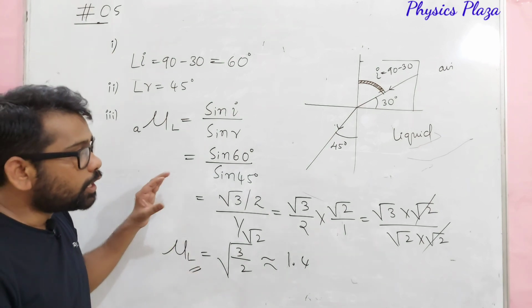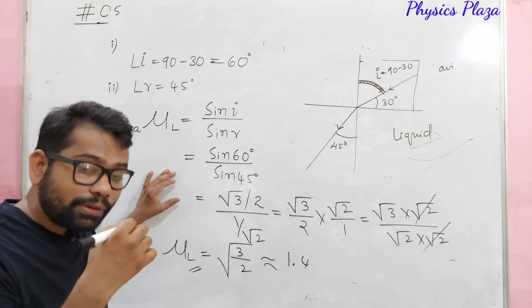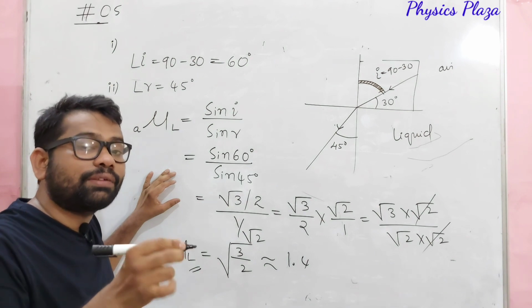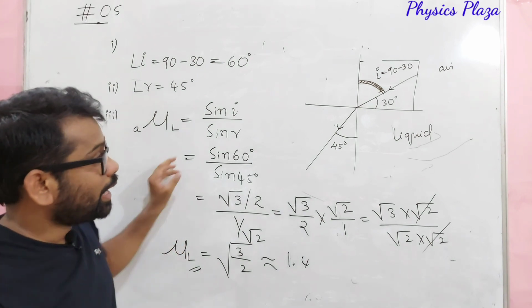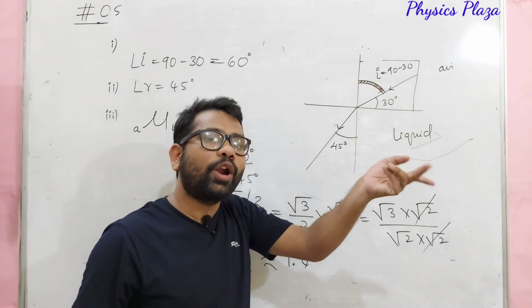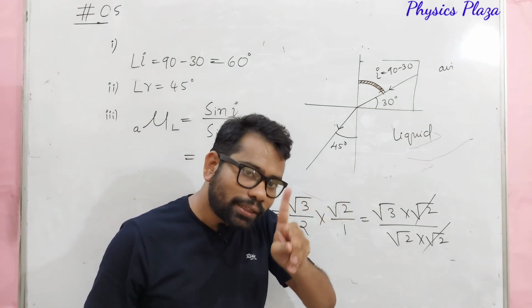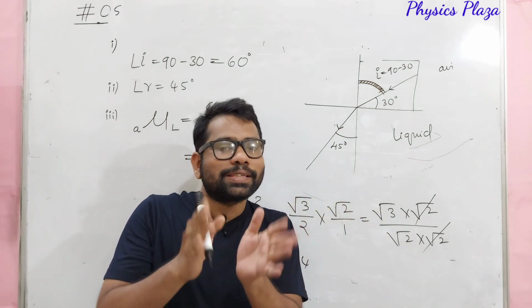So children, this is how we can calculate the refractive index when the angle of incidence and angle of refraction are given. Here the angle of incidence is given indirectly, not directly. So first we have to calculate the angle of incidence, then we can apply Snell's law.